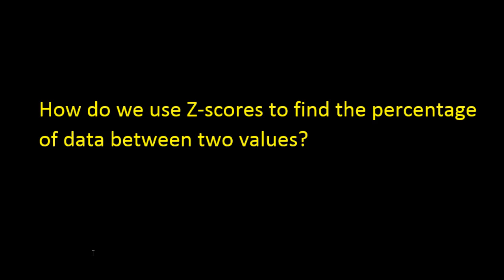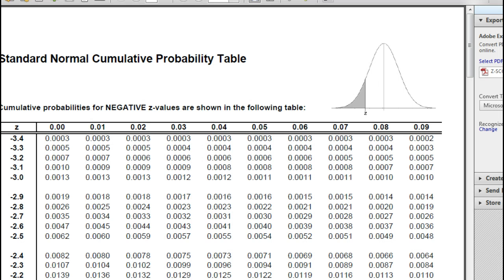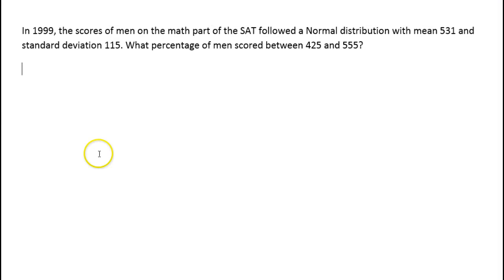In this video, I will show you how to use z-scores to find the percentage of data between two values. Alright, you're going to need a z-score table to do this, so if you don't have one, get one. Maybe Google this phrase and print one out. Let's learn from this example.